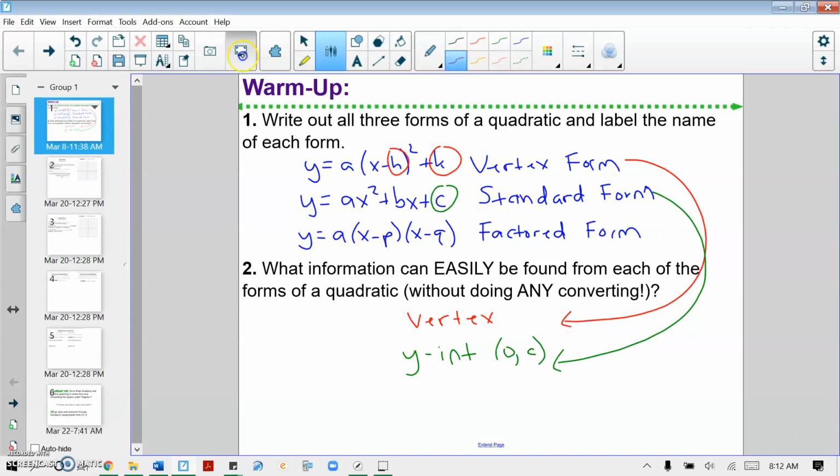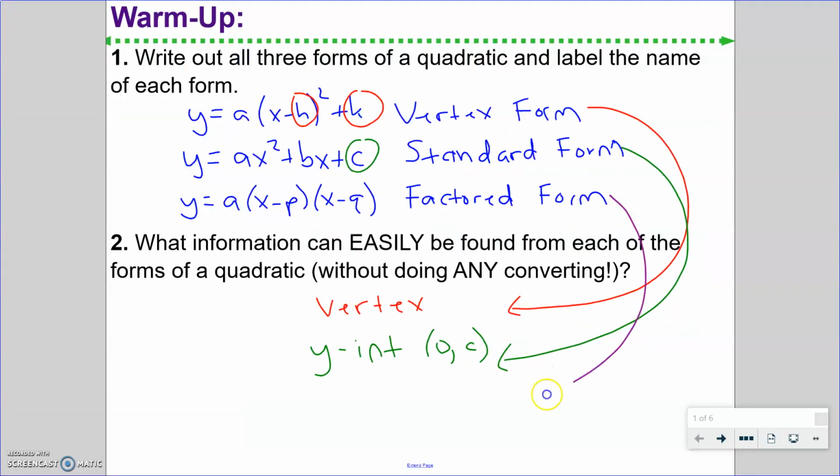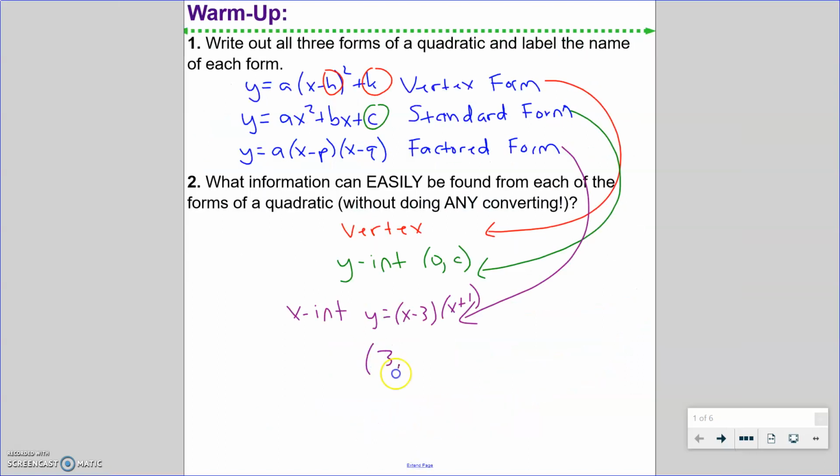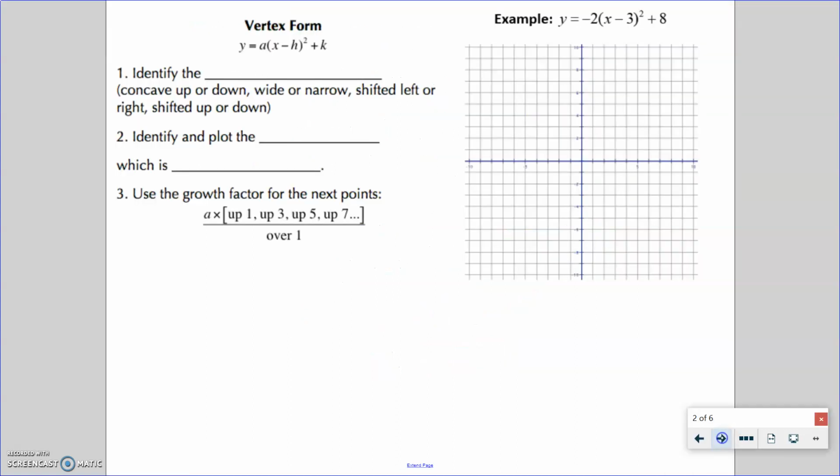And then last but not least, factored form. And that one you can find your x-intercepts. And it's been a long time since we've done this, but your x-intercepts are the opposite of those two factors. So for example, if you had y equals x minus 3 and x plus 1, your two x-intercepts would be 3, comma 0 and negative 1, comma 0. Okay, so hopefully some of that rings a bell from before our extended break.